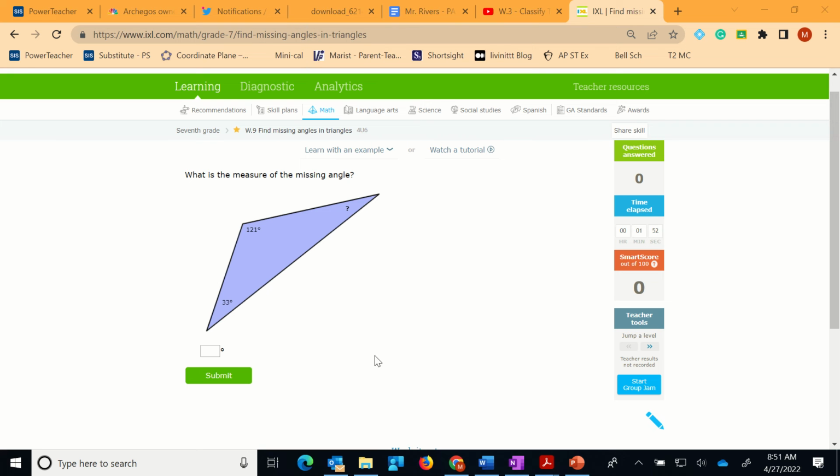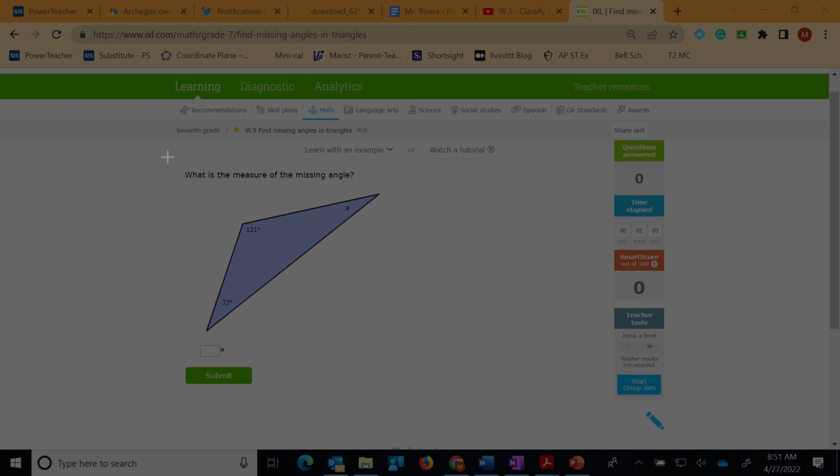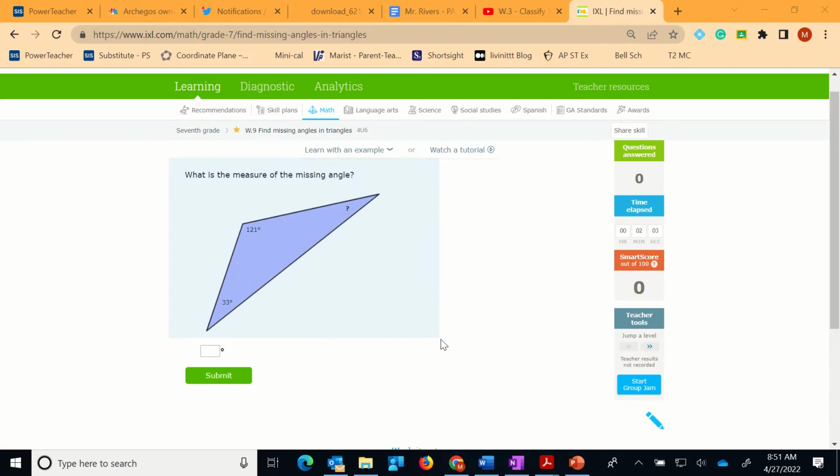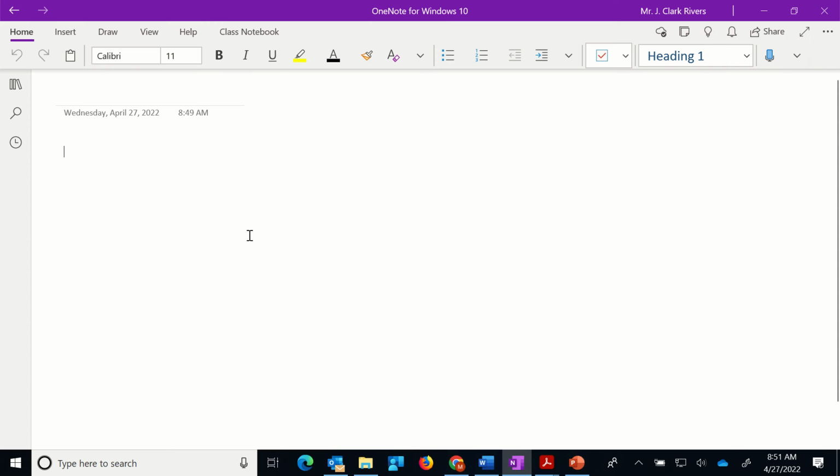Hello everybody, let's talk about W.9 in IXL. We're going to find the missing angles in triangles. Remember, with any triangle, the sum of the three angles has to be 180 degrees. So I'm going to copy this over to OneNote so I can write a little bit.